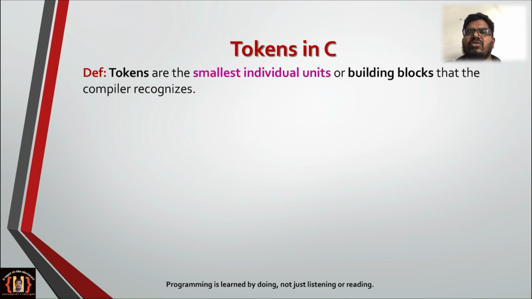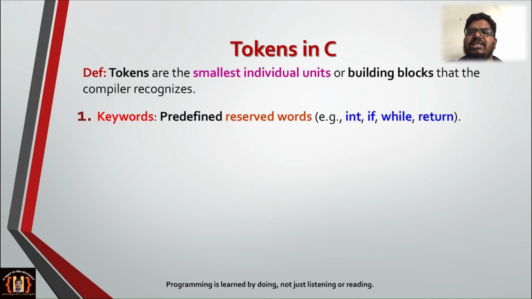So the definition goes like this. These tokens are the smallest individual units, or else we call them the building blocks, that the compiler recognizes. Which means the compiler can only recognize these smallest units. If you give anything other than these building blocks, the compiler will not recognize it. That's the meaning of it. Let's see in detail what the different types of tokens in C are.